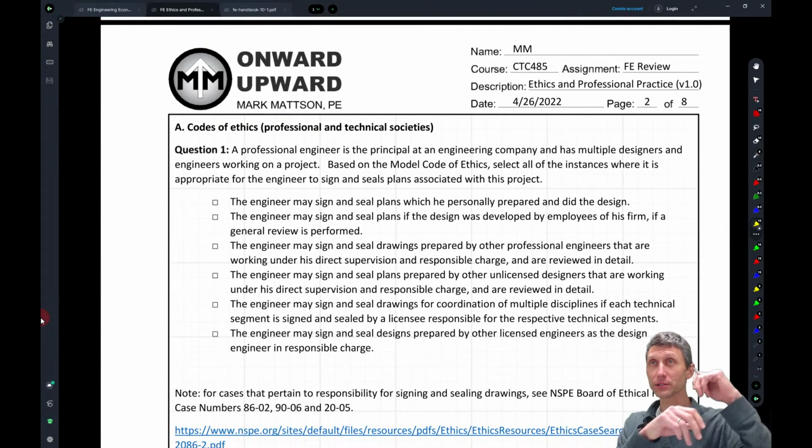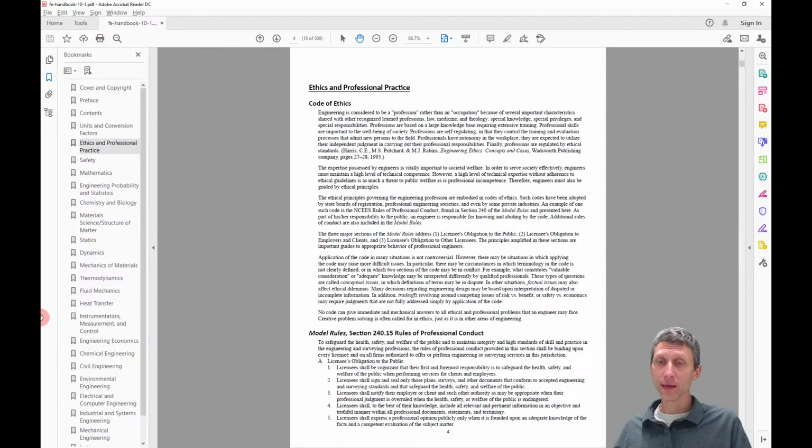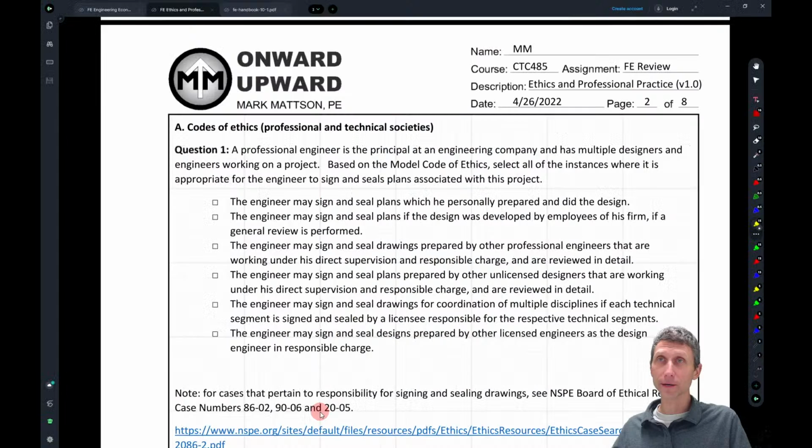I mean, you only have one boss, right? And maybe you want to be that boss someday, and maybe you will, okay? But they have multiple people working on a project based on the model code of ethics, right? So that comes from, again, here. We have a model code of ethics that's in the FE reference handbook. Again, you want to read through this. There are rules here.